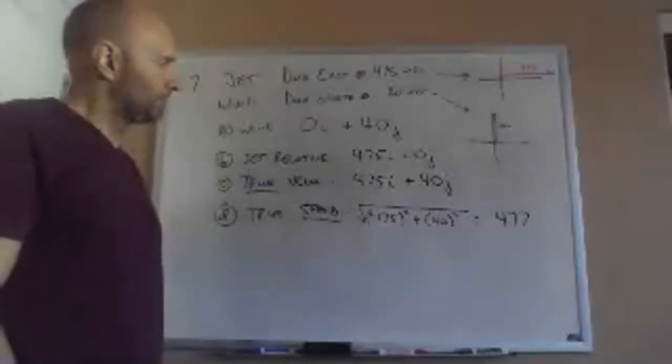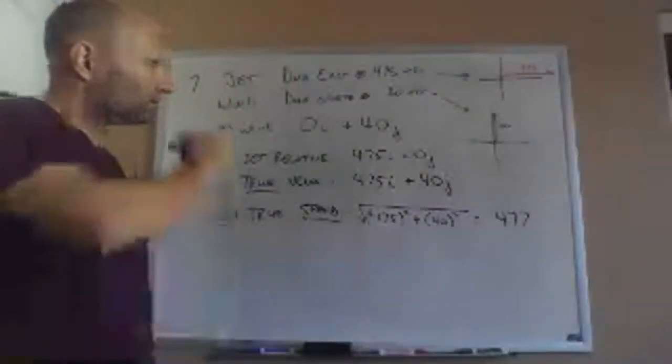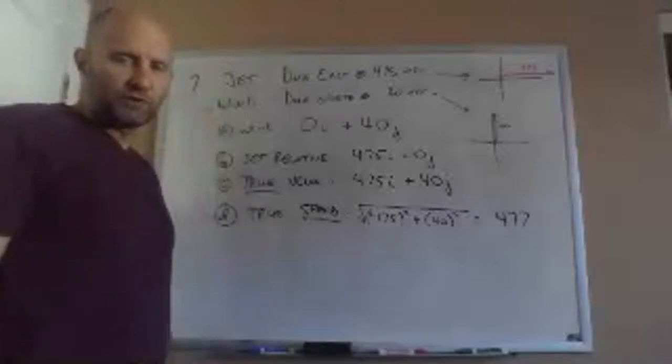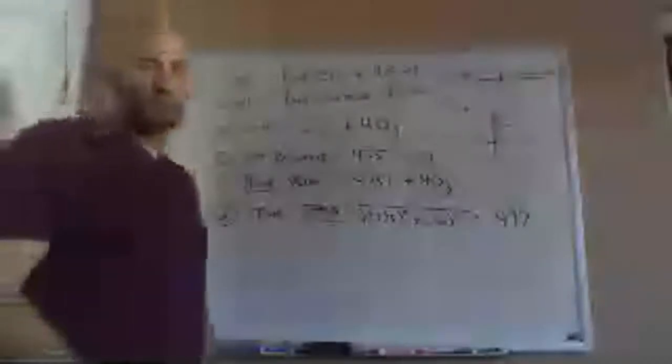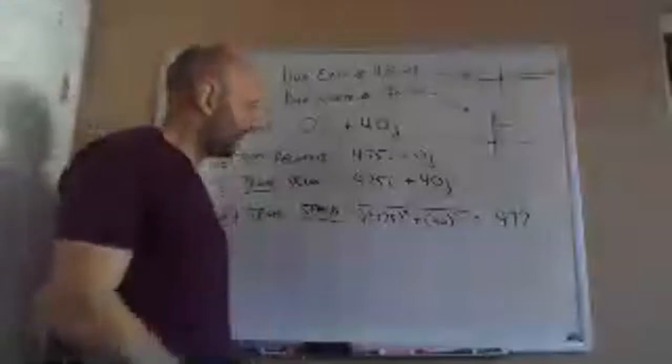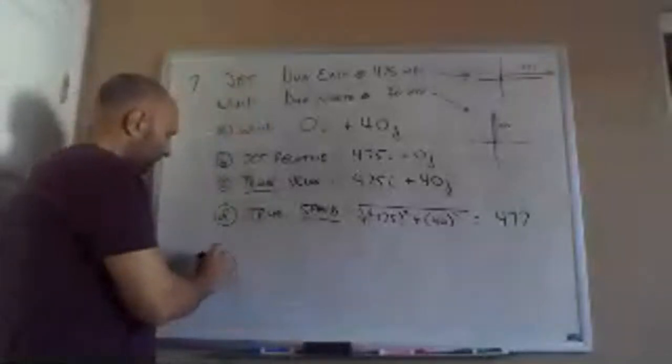So this gives us, rounded to the nearest integer, 477 miles per hour. So any questions to that point? And so the last question asks us, what's the actual direction that this plane is flying? Because what is happening then?